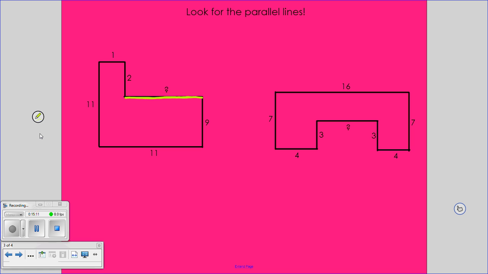Harley, what's one side that's parallel? The horizontal. The horizontal 11. This side is parallel. Go ahead and make sure that side is dark. There's another one that's parallel. Melissa? The horizontal one. Very good.